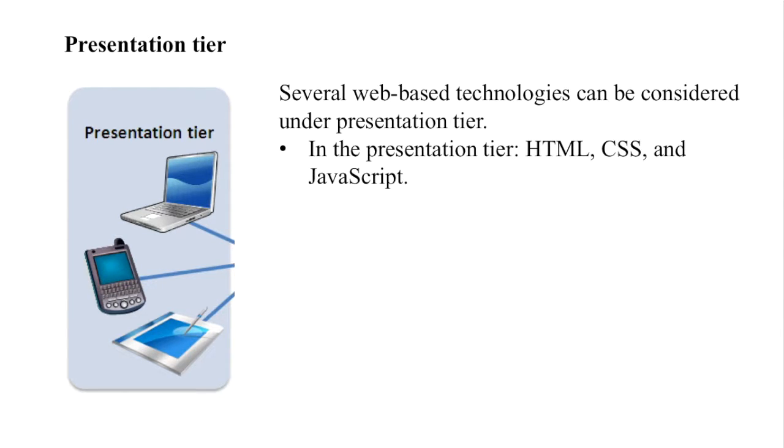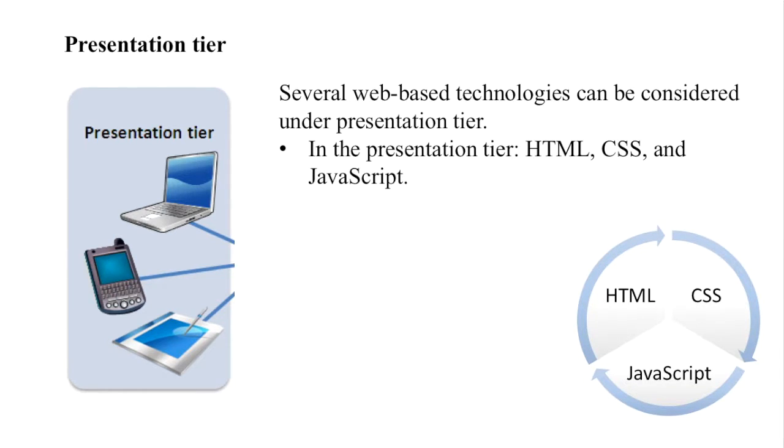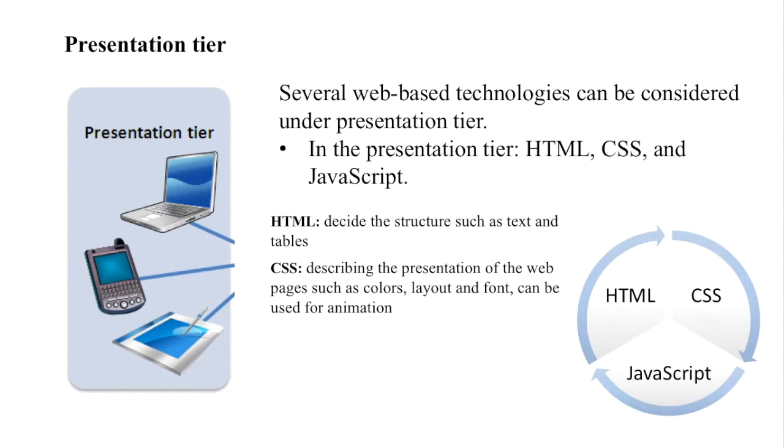The presentation tier usually consists of 3 parts: HTML, CSS, and JavaScript. HTML, also known as Hypertext Markup Language, is a system that decides the structure of the web pages, such as text and table. CSS is a language that is used for describing presentation of the web pages, such as color, layout, and fonts, and can be used for animation. The use of JavaScript makes the pages of HTML and CSS more interactive and dynamic. It is a high-level and interpreted language which allows the web pages to respond to the client's request.